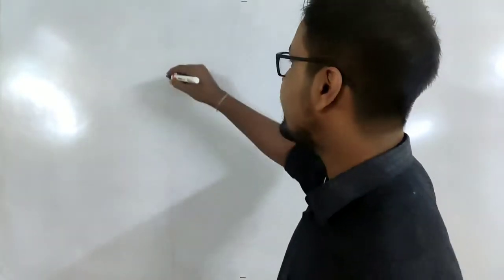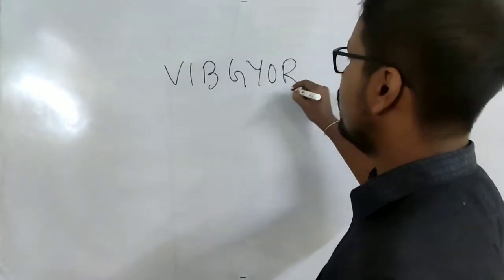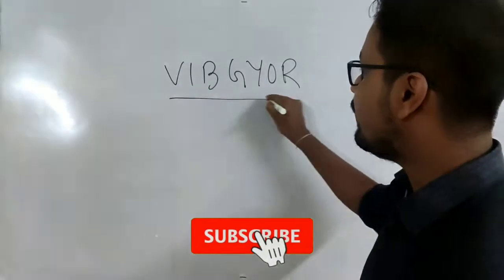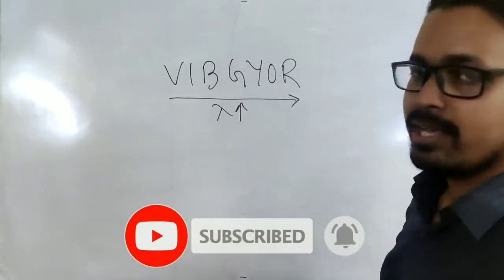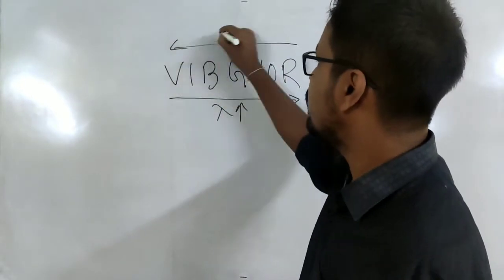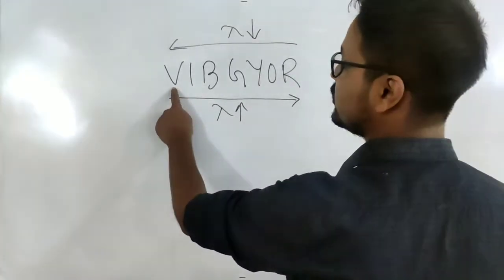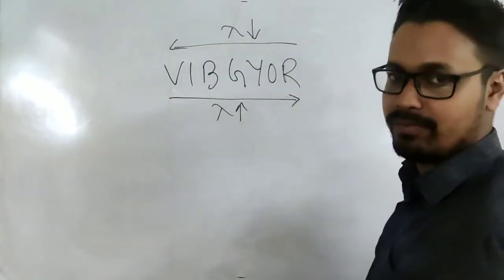Now, as we have studied about the 7 different colors of light, that is VIBGYOR: violet, indigo, blue, green, yellow, orange, red. As we move from left to right, the wavelength of light keeps on increasing. As you go from right to left, the wavelength of light keeps on decreasing. That means violet has the smallest wavelength, and as we move up, red has the highest wavelength.